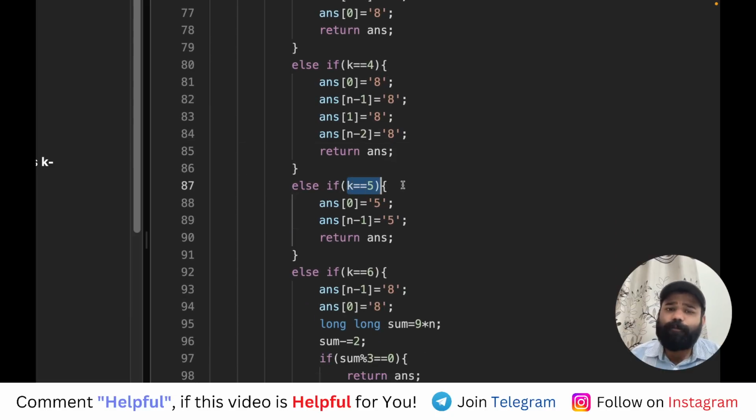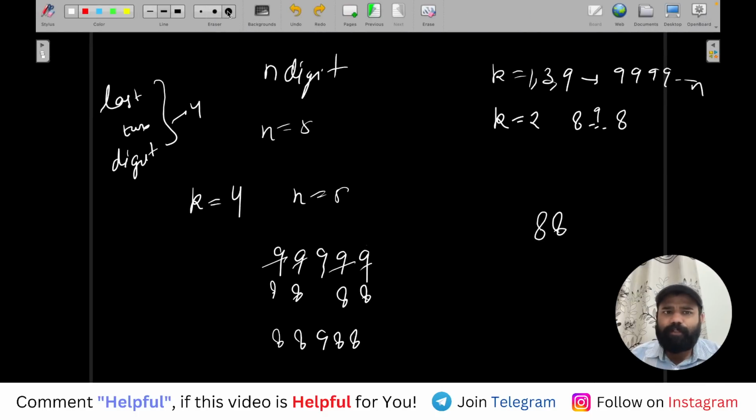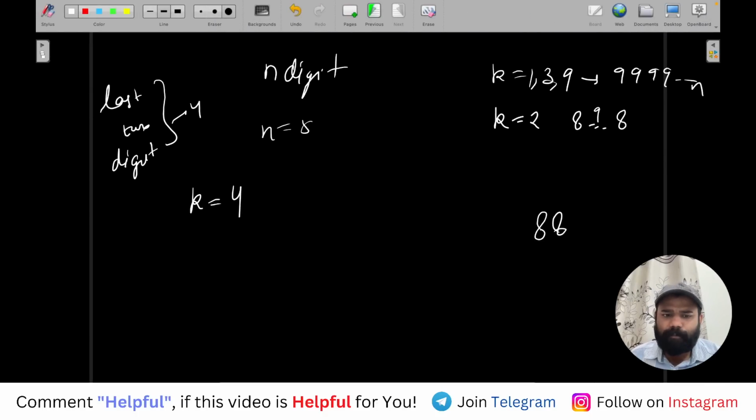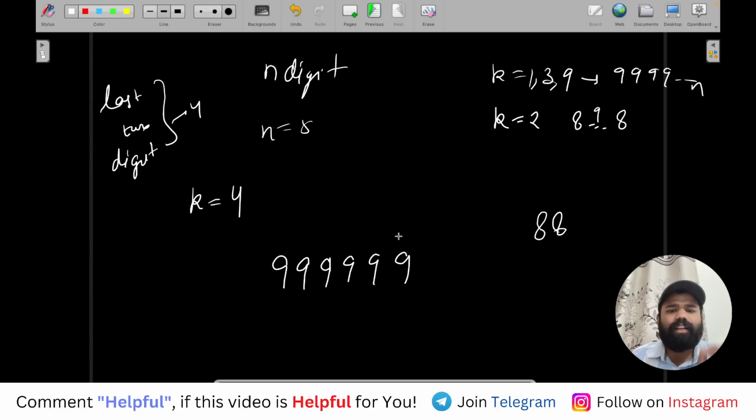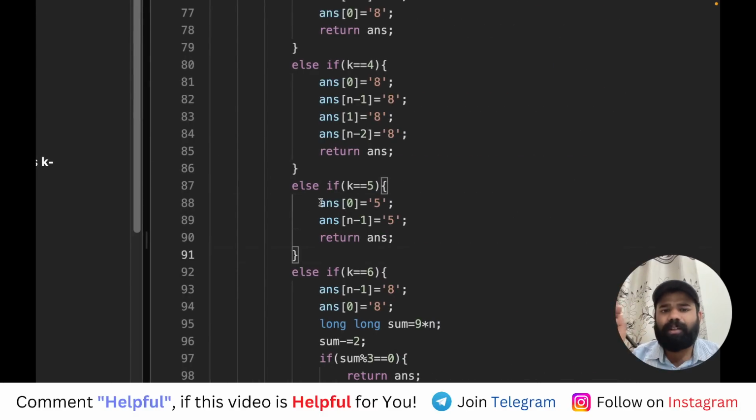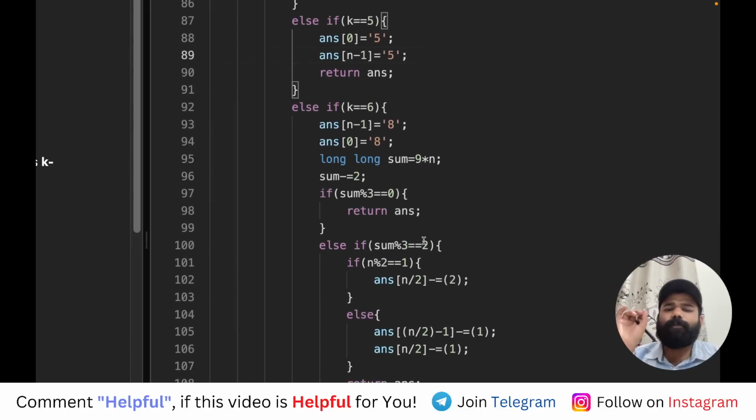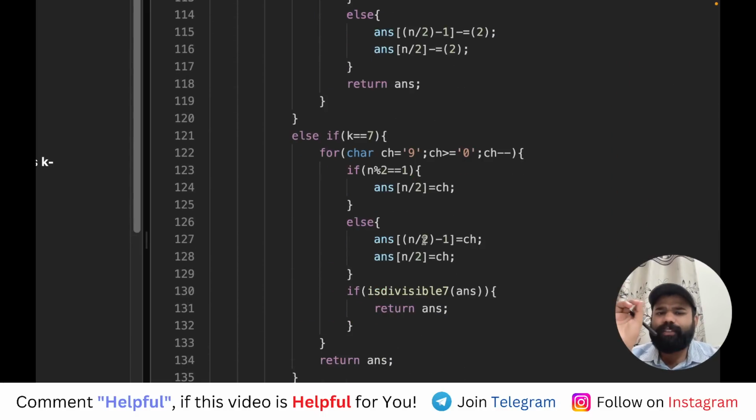For k is equal to 5, again I initially have my answer as 99999. For divisibility of 5, there is only one rule: the last digit should be either 0 or 5. We should not make it 0, because then the first digit would also be 0, and it would be a lesser number. So since you want the largest number, I will make it 5, and the first digit also 5. Nothing different. Just make the first digit and last digit 5 in this case.